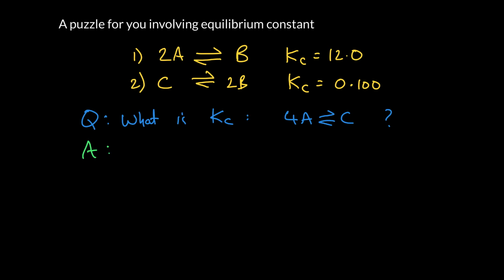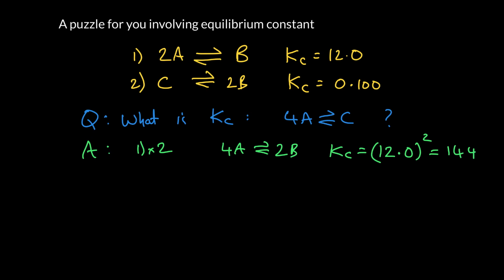Well, we need 4A on the left, so we can take equation 1 and double it, because it's the only one involving A, and it's only got 2A, so we need to double it. That gives us 4A in equilibrium with double that, so 2B. And the equilibrium constant, remember, when we double something, we raise it to that power. So it would be 12 squared, which is 144.